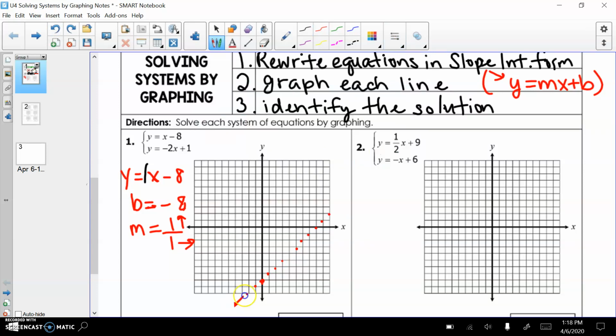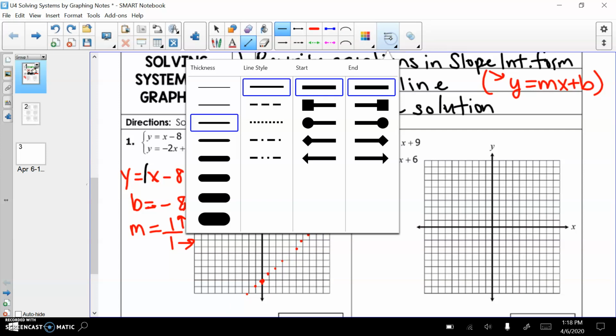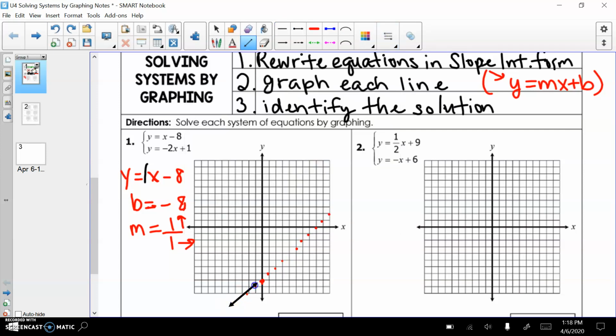Okay, so I would strongly suggest, that did not come out straight. I would strongly suggest using a straight edge. If you have a ruler at home or something along those lines, that's probably best. All right, that looks much better. Perfect. So there's our first line. We'll change it to red just so we know that's that one.